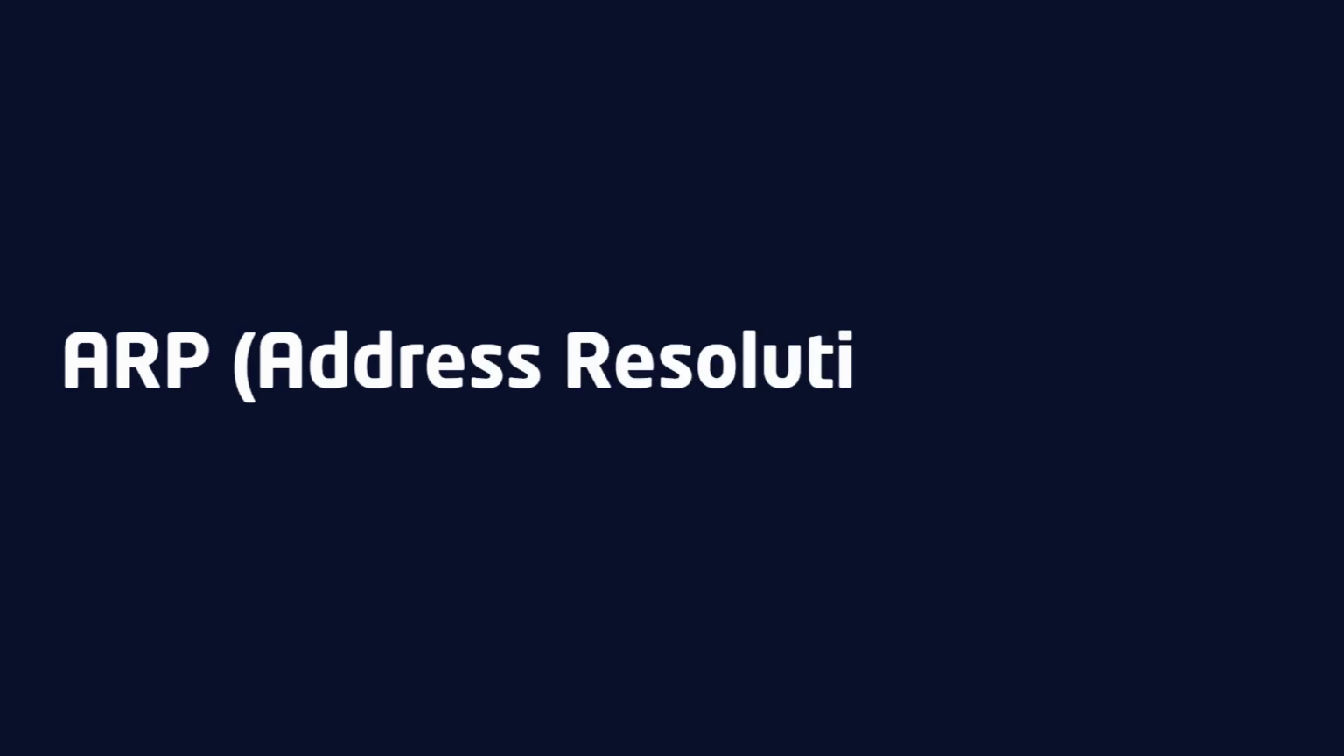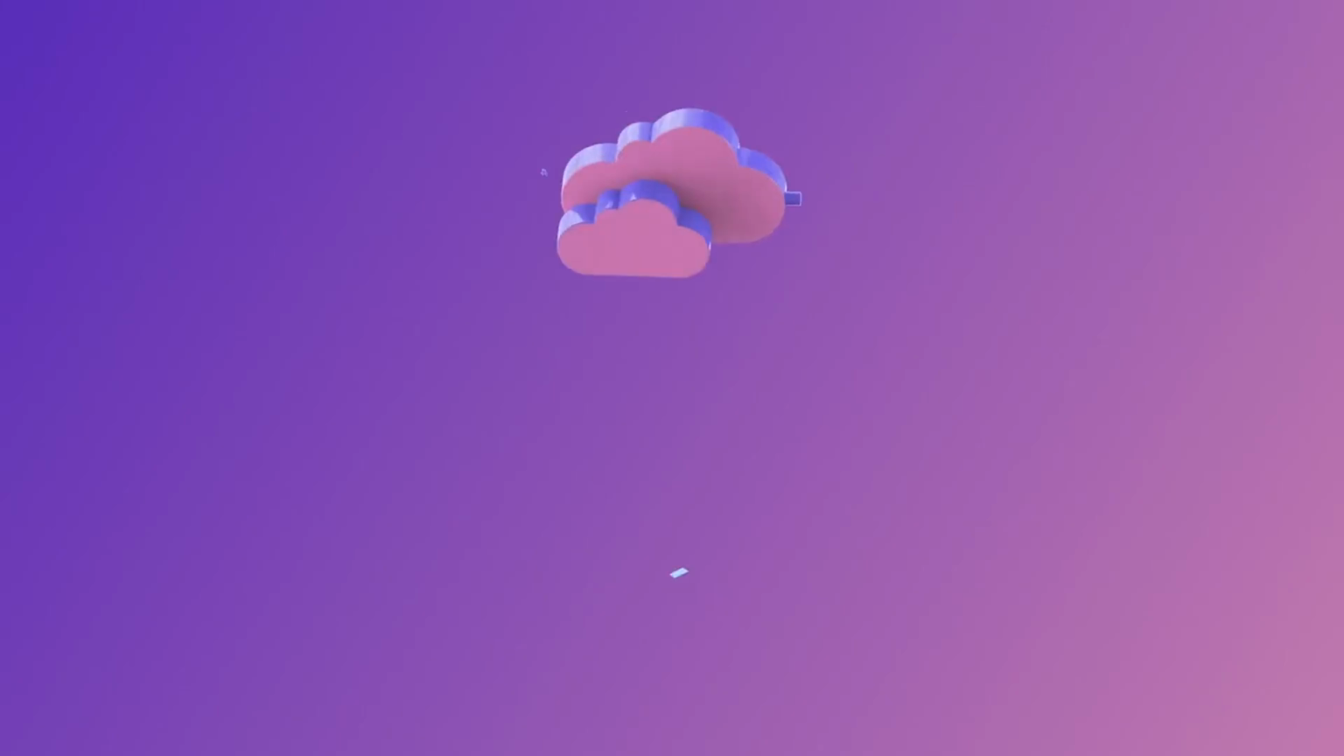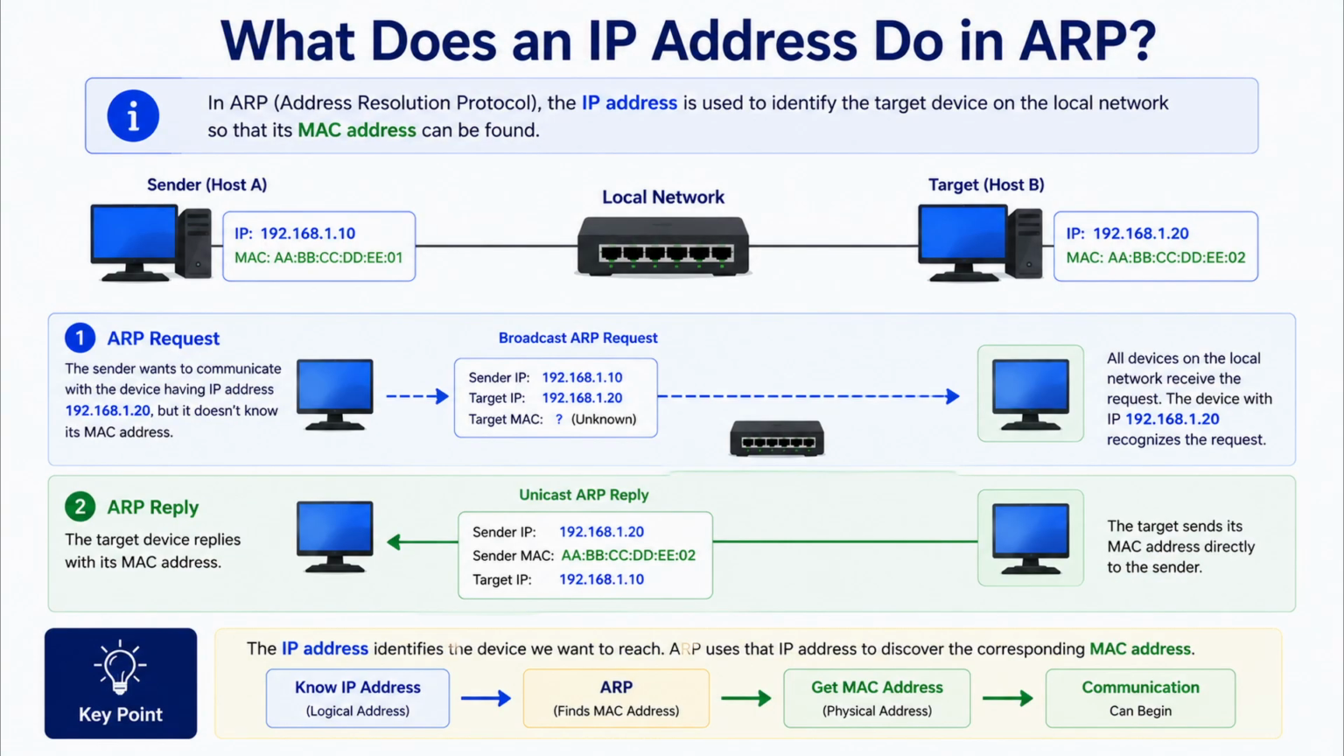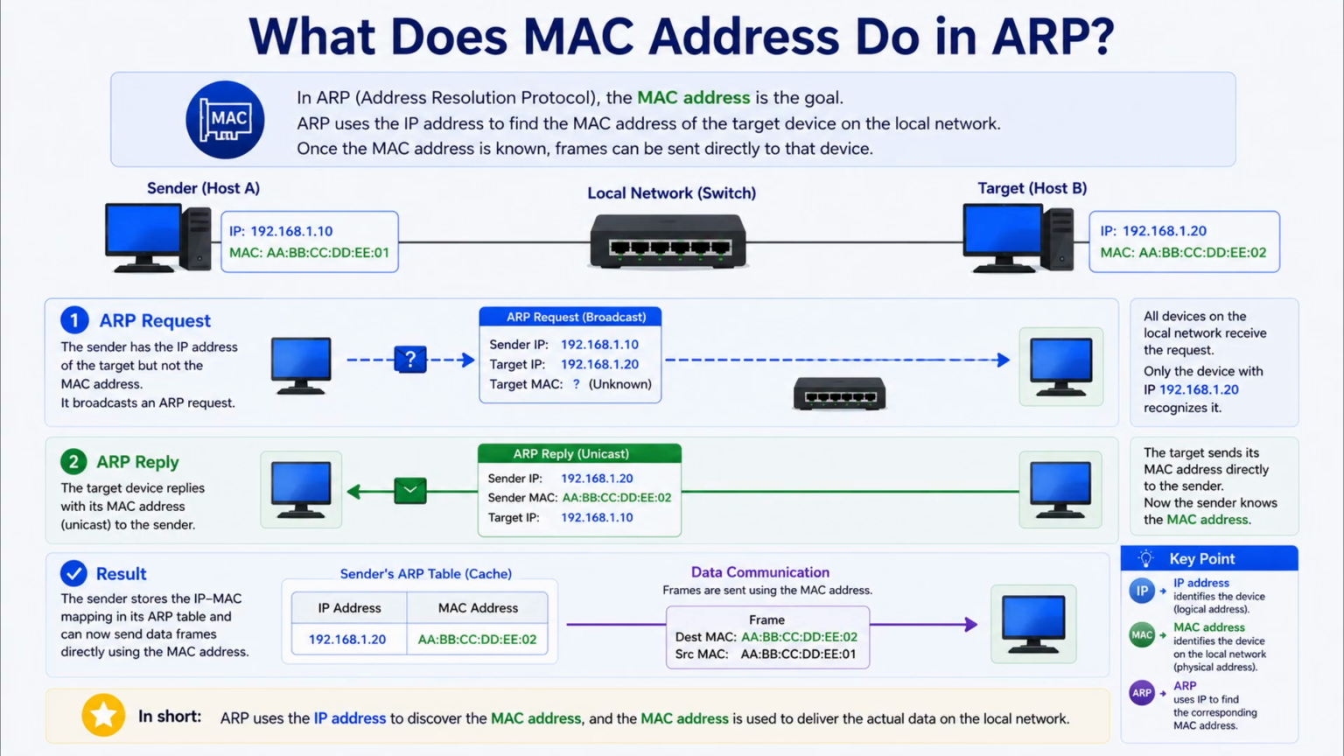ARP stands for Address Resolution Protocol. Its main purpose is simple. It translates IP addresses into MAC addresses. Every device on a local network has both an IP address and a MAC address. The IP address helps identify the device logically, while the MAC address identifies the network interface physically. When a device wants to send data on a local network, it ultimately needs the destination MAC address, and ARP helps it discover that address.